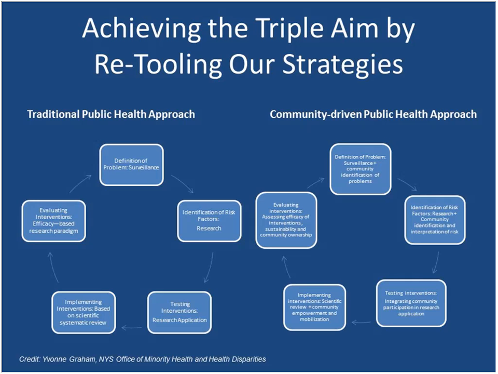So the one on the right, the community-driven approach, incorporates the community at every level. So, for example, it says that the surveillance, first we define the problem with surveillance and community identification of the problem. That then after the community identifies the problem, the research community basically works within that identification and gets on board with what the community feels are their priorities.